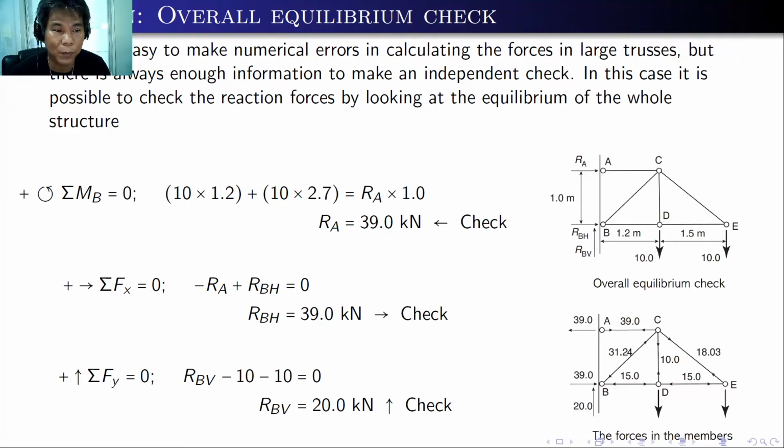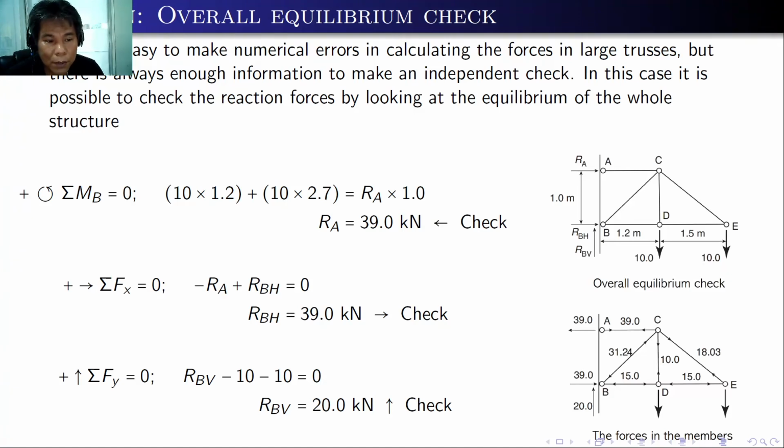If we sum up moment at point B, assuming counterclockwise moment will be positive, and equate this to 0, so we have the external force 10, which will be clockwise, 10 times 1.2 plus the other 10 times 1.2 plus 1.5, that's 2.7, will equal to the reaction at joint A times the distance 1.0. So here RA is 39.0 kilonewton, which is going to the left. We assume that it is going to the right, but the result is going to the left.